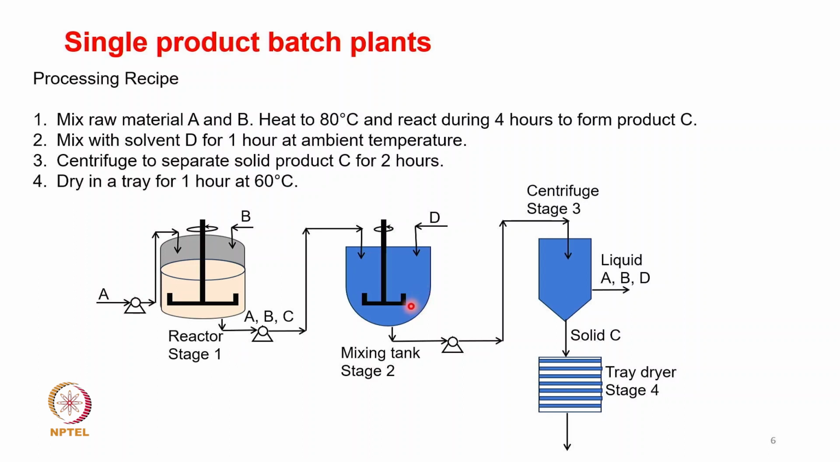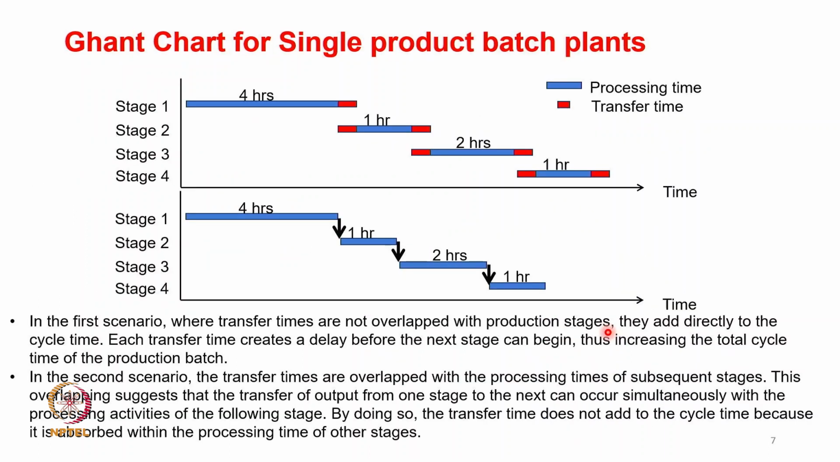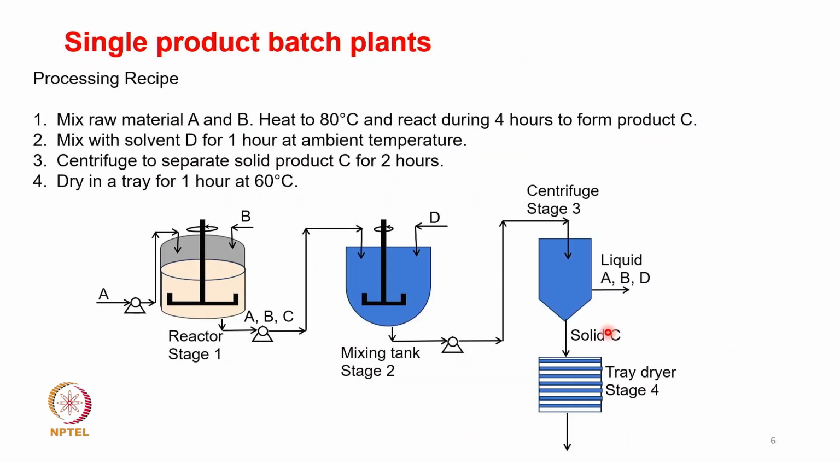Once the mixing tank operation is done, you transfer to the centrifuge, then to the tray dryer, and finally to packaging and other subsequent downstream operations. So now let's talk about where the scope of scheduling comes into the picture. Let's see, you have 4 stages here. Stage 1 is the reactor, stage 2 is mixing, stage 3 is the centrifuge, and the 4th stage is of course the drying.